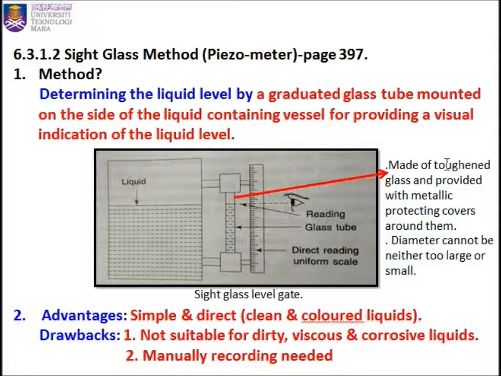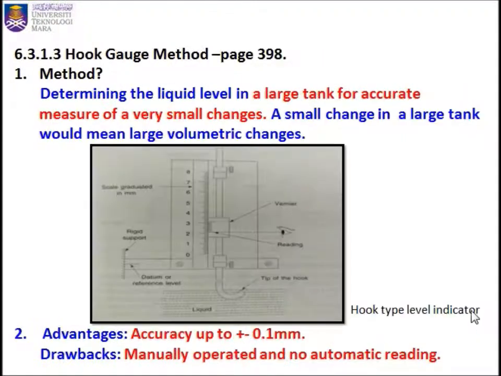This glass tube is made of toughened glass and provided with metallic protecting covers around it. The meter cannot be either too large or too small. The advantages are that it is simple and direct. It is suitable for clean and colored liquids, not suitable for dirty, viscous and corrosive liquids, and it needs manual recording. Alright, next we move to the hook gauge method.